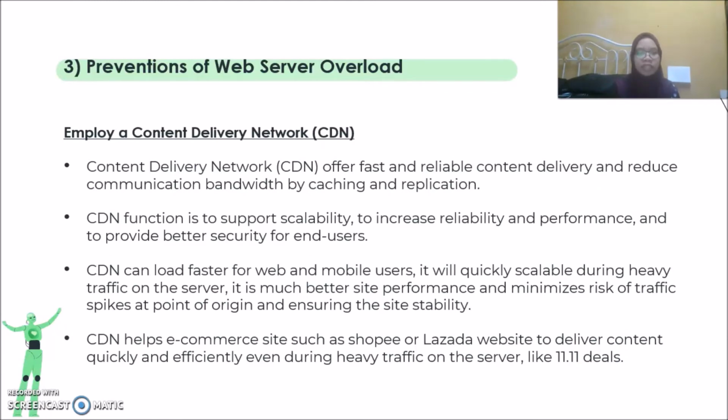And the second prevention that can be done is by employing a content delivery network, which is CDN. The content delivery network, CDN, offers fast and reliable content delivery and reduces communication bandwidth by caching and replication. The CDN function is to support scalability, to increase reliability and performance, and to provide better security for end users.